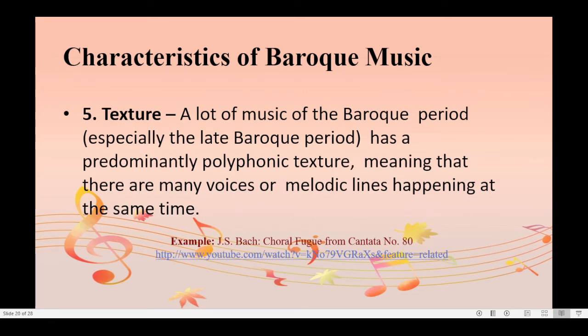Then the other one that we have is texture. A lot of the music of the Baroque period, especially the late Baroque period, has a predominantly polyphonic texture. When we say poly, it means two or more. That means there are many voices or melodic lines happening at the same time, which you observe from the Hallelujah Chorus, no? So there it is a polyphonic texture.